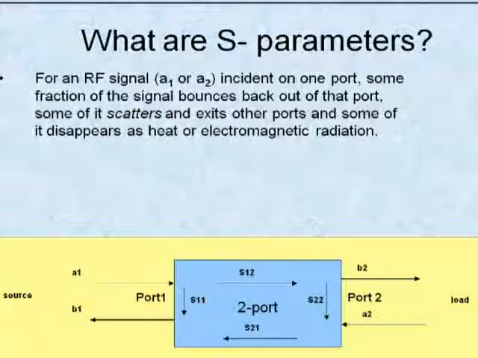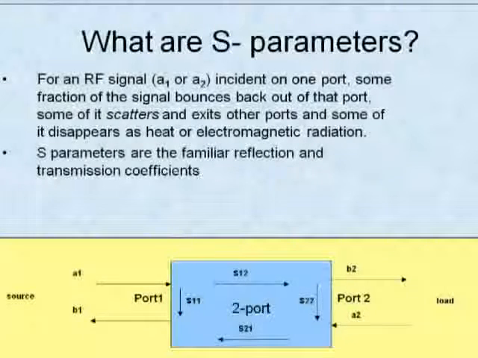Some of it disappears as heat. Anybody who's built one of my PAs will know that. And some of it disappears as electromagnetic radiation. So in the case of an antenna, which is a one port, the rest of it comes out as electromagnetic radiation. So it's just a way of defining where this signal goes. That's why they're called scattering parameters, because some of it comes back and the rest of it scatters everywhere.